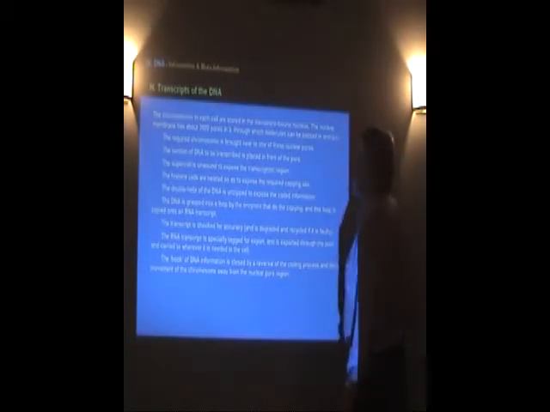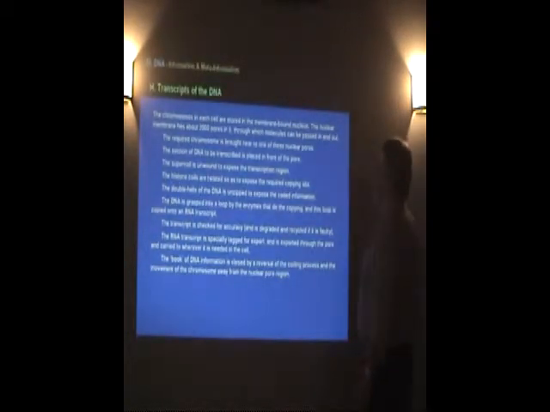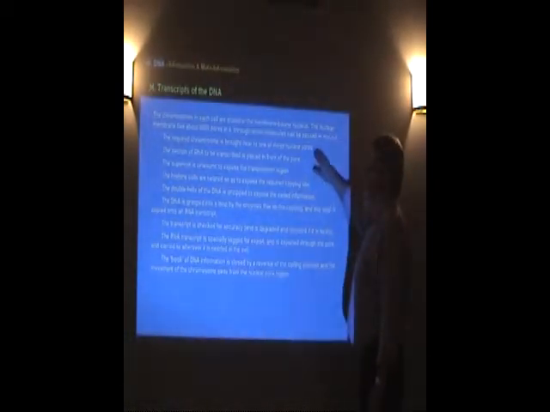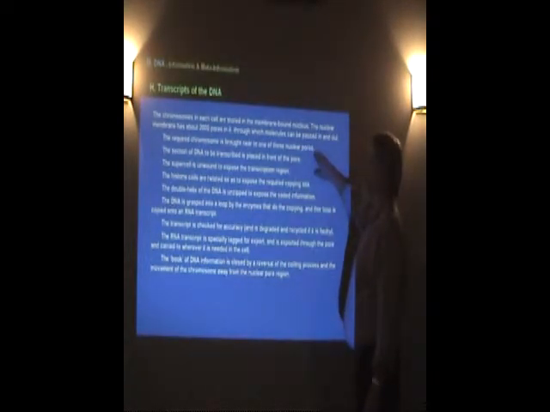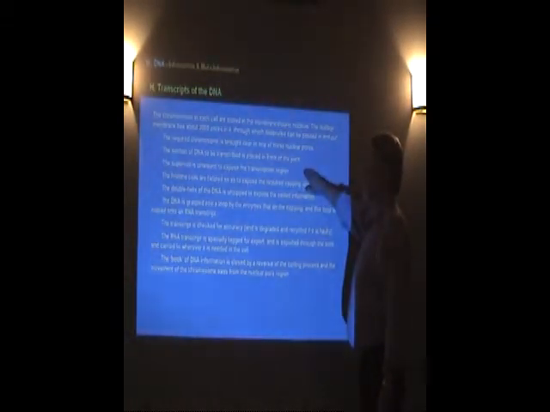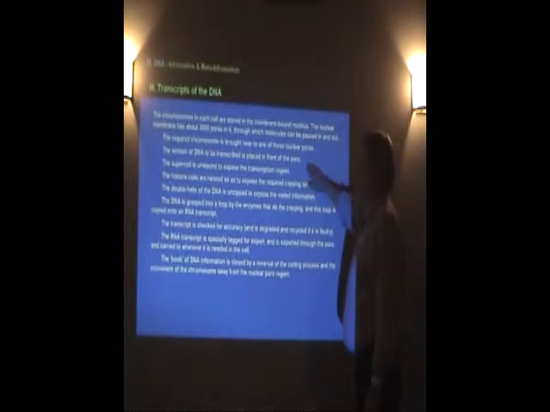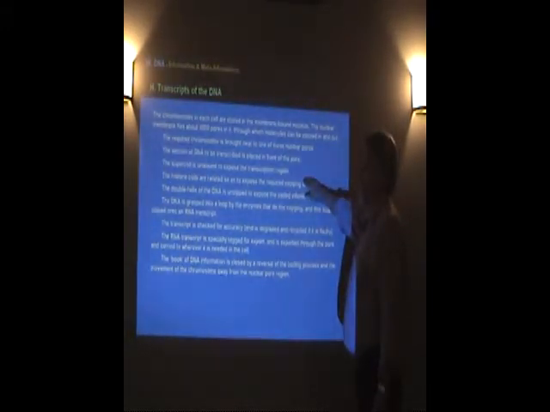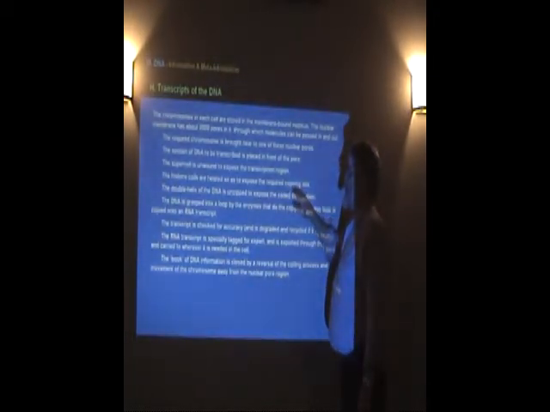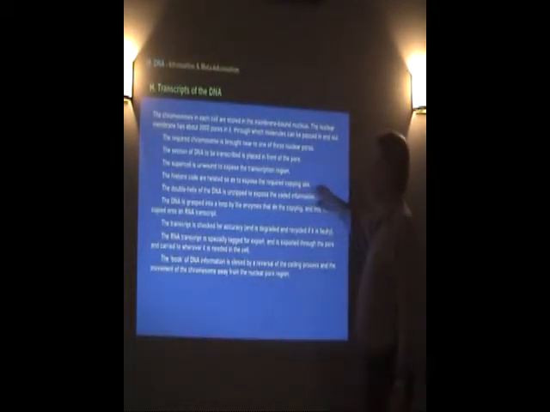Chromosomes in each cell are stored in the membrane-bound nucleus. The nuclear membrane has about 2,000 pores in it, through which molecules can be passed in or out. The required chromosome is brought near to one of these nuclear pores. The section of DNA to be transcribed is placed in front of the pore. The supercoil is unwound to expose the transcription region. The histone coils are twisted so as to expose the required copying site. The double helix of the DNA is unzipped to expose the coded information.